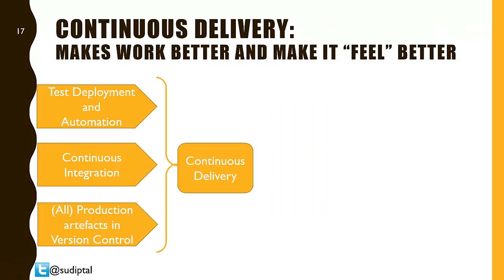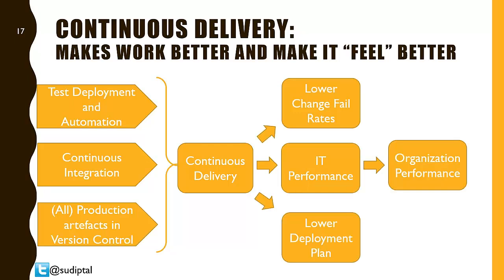So what about continuous delivery? Three things make continuous delivery: test deployment and automation, continuous integration, and ensuring that all production artifacts are in version control. So if these three key practices, and we will talk a lot more about this today, if these three key practices go, you would go towards your journey of continuous delivery, and your journey of continuous delivery will lead you to a high-performance IT organization.